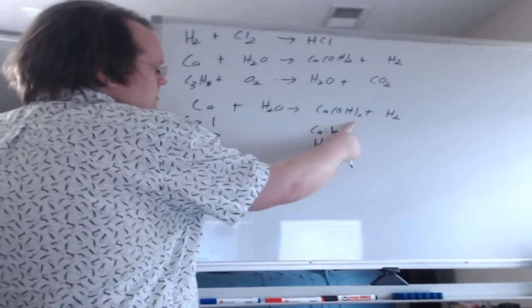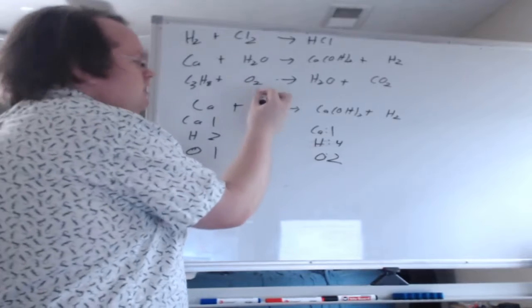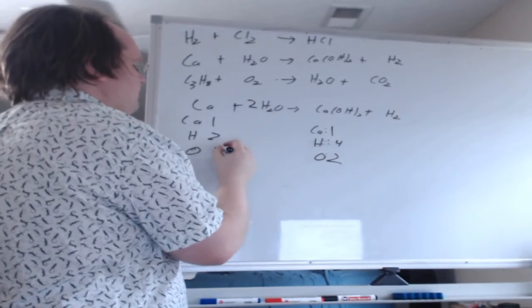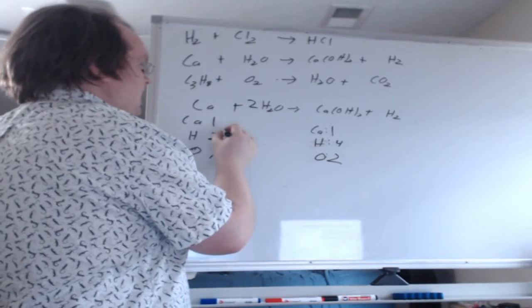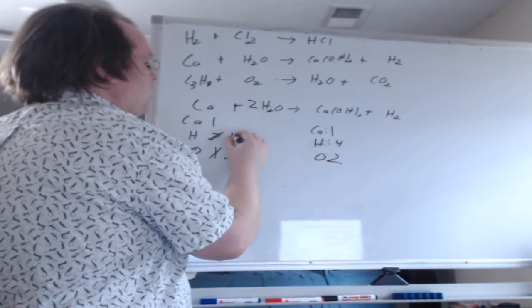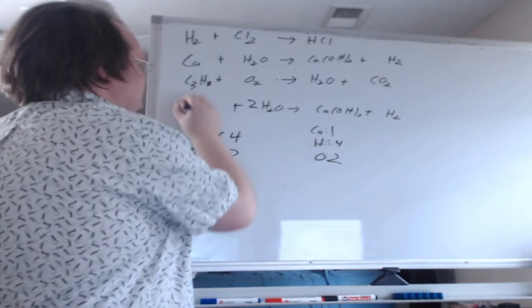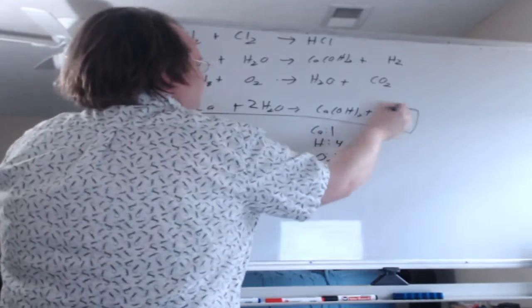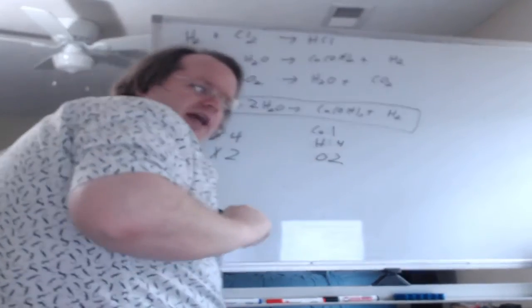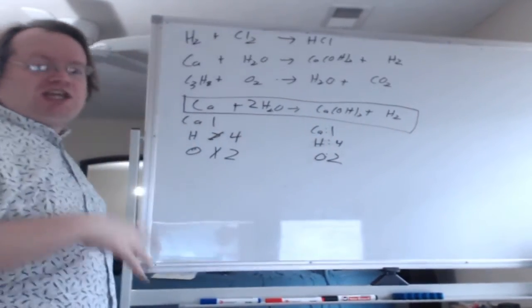There are 2 oxygens on the right, 1 on the left. So I'm going to put a 2 in front of the water. That gives me 2 oxygens, and 2 times hydrogen gives me 4 hydrogens. Wow, I just had to put a 2, and that made it balanced. I like pointing that out, that sometimes your balance is just going to be changing one number.